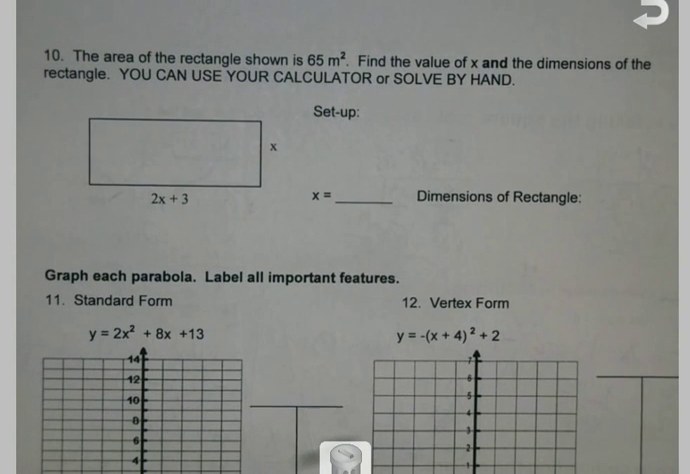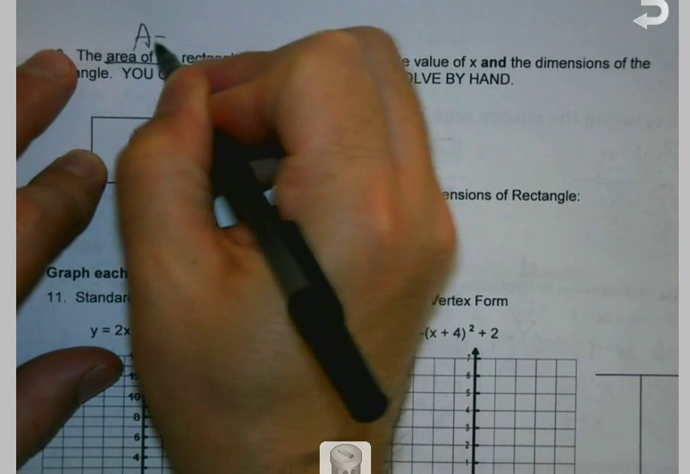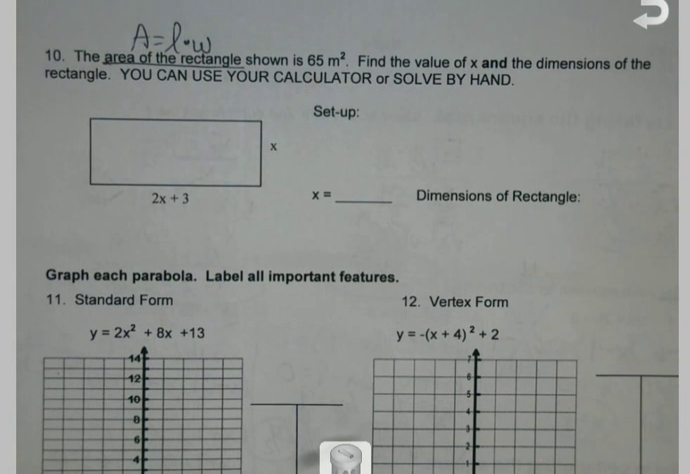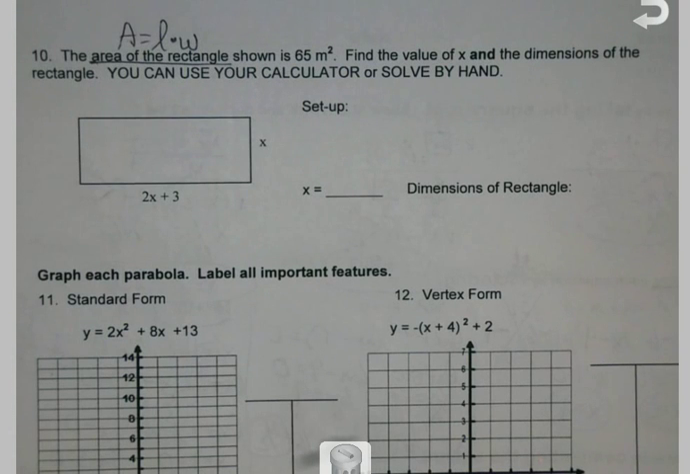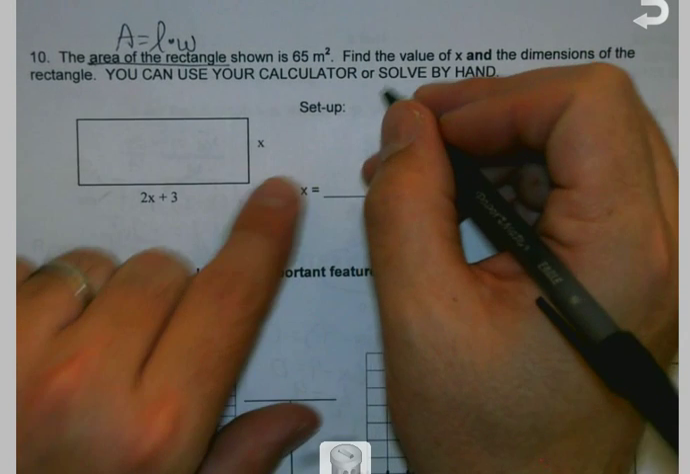Okay, the area of the rectangle shown is 65 square meters. Remember, area of a rectangle is just length times width. So find the value of x in the dimensions of the triangle. You can use your calculator or solve by hand. To me, there's going to be so many things on the calculator that can mess you up. I think this is going to be our better route. So here's how we're going to do it.